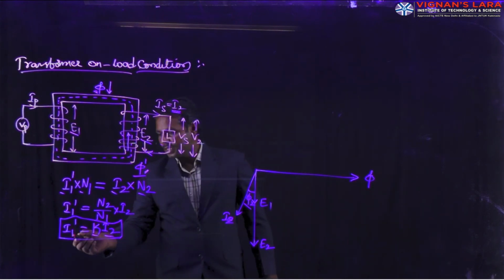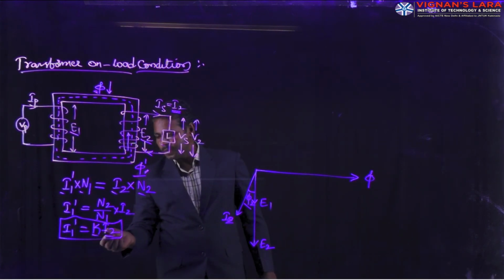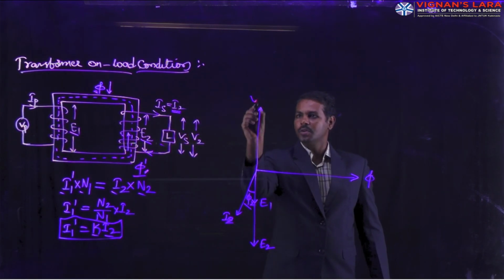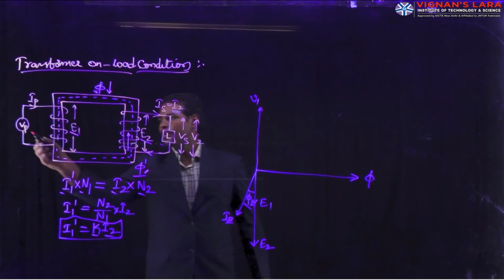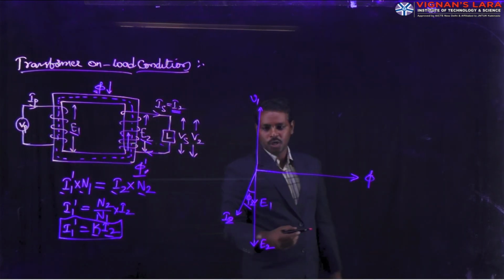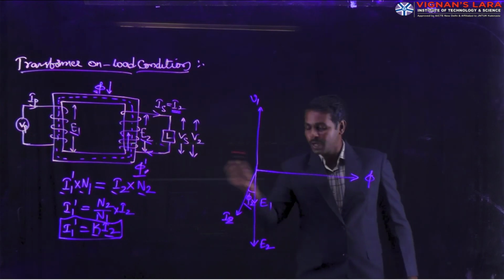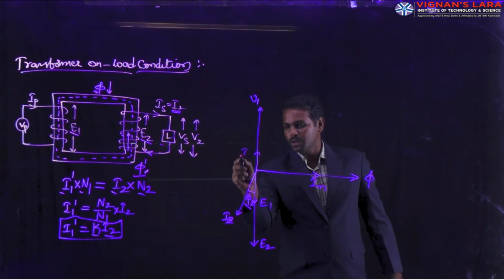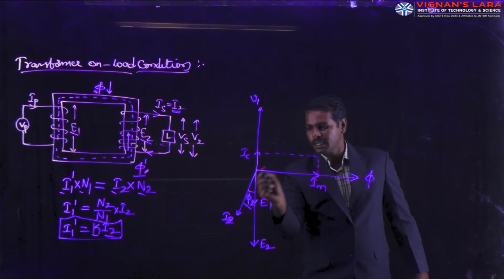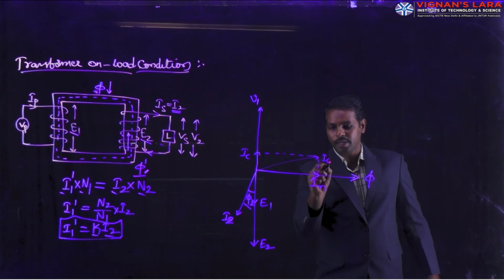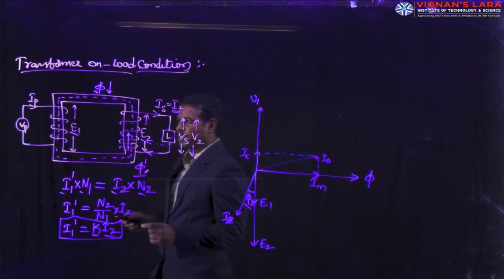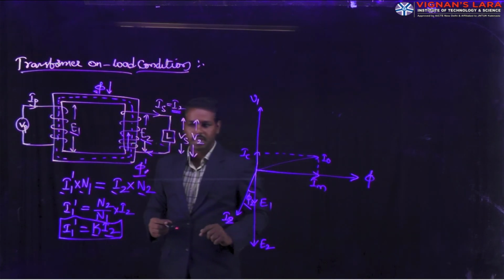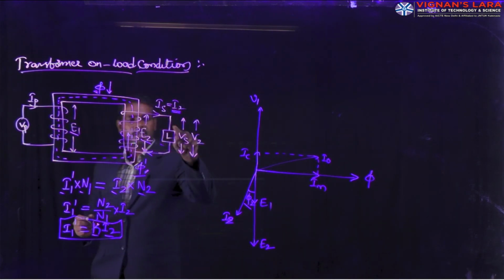I1 dash is the additional current drawn from the supply. So E1 is always opposite to the voltage V1, which is the primary voltage. When the transformer operates on no load condition, the IM component and the IC component give the resultant I0. So on no load, the current drawn from the supply is I0. Then the transformer operates on load.